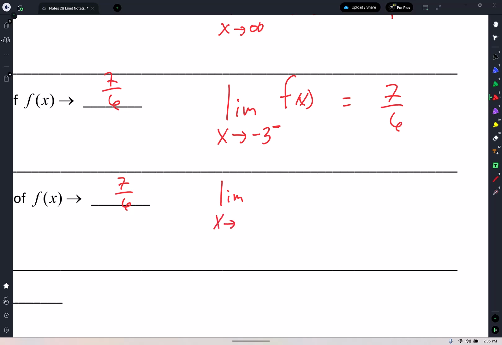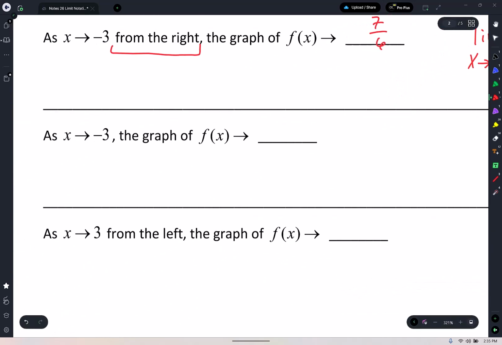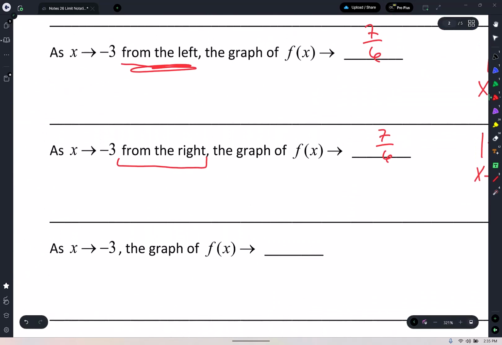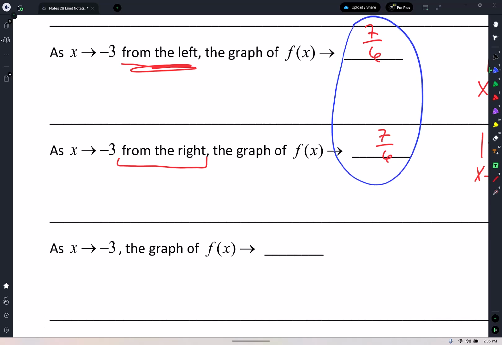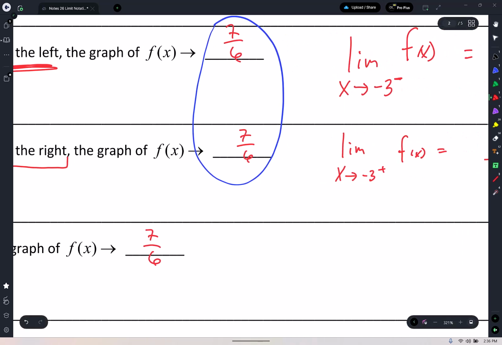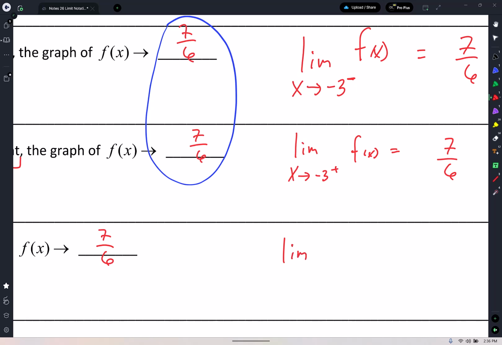Limit as x approaches negative 3 from the right-hand side of f of x equals 7/6. Okay, we're not doing the Lindsay right now. Check it out. This one, as x approaches negative 3, it doesn't say from the left or from the right. So we have to check from the left and from the right, does it approach the same y value? Yes. So we're just going to say this has to equal 7/6, because both of them match. Limit as x approaches negative 3 of this function equals 7/6.